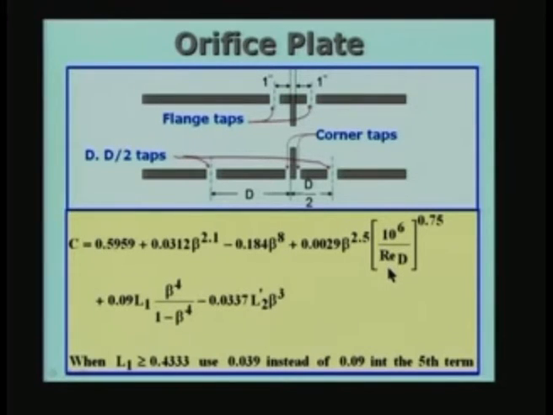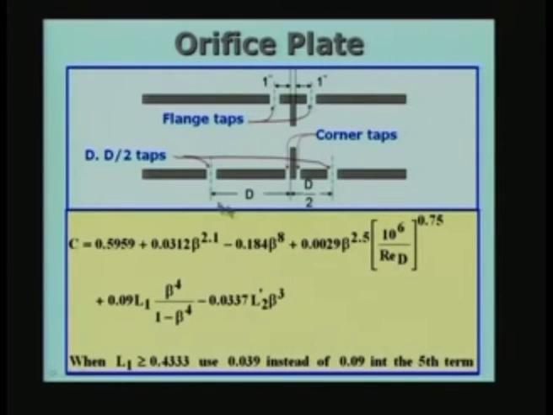So, what is the problem with this equation? This is incidentally called the Stolz equation. Stolz is the name of the person, Stolz equation. The equation says that the coefficient of discharge is 0.59959, this is the dominant term, plus some contributions due to the value of beta, then the L1, L2' etc., and then we have a term which depends on the Reynolds number.